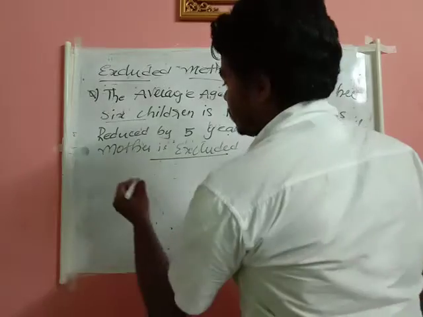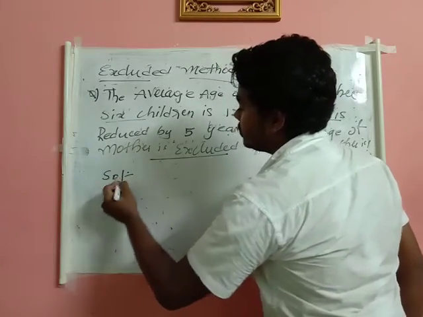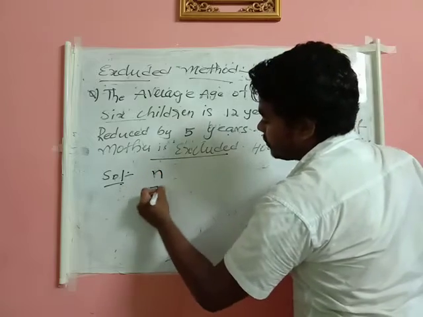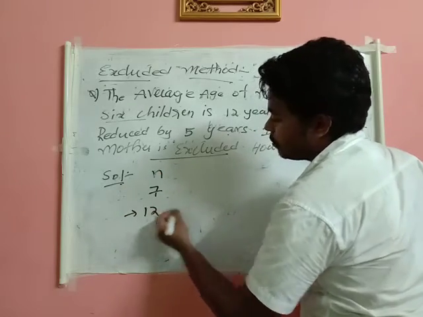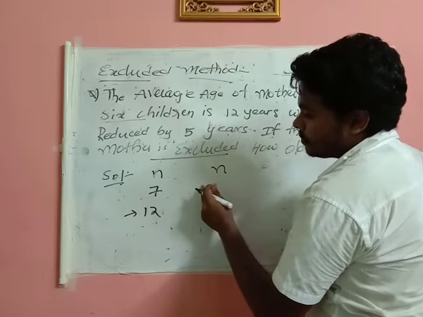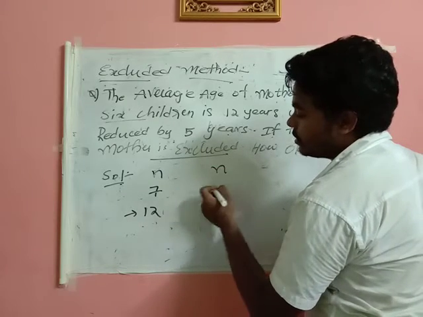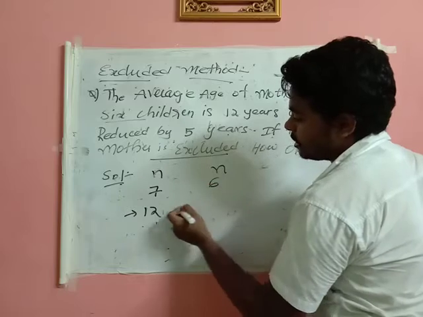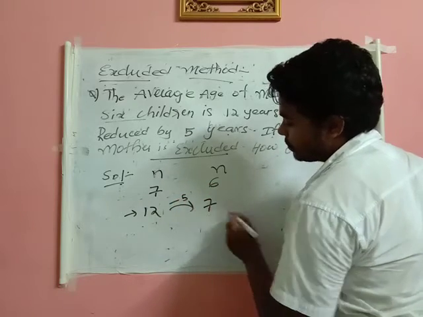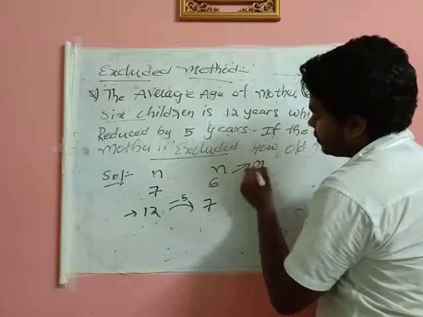Now initially, let us do this. How many people are there initially? Mother plus 6 children, so initially 7 are there. What is my average? 12. Now coming to here, the mother is excluded. If the mother is excluded, then 7 will become 6. The average is reduced by 5. What is 12 minus 5? 7. Now he is asking me what is the age of the mother.